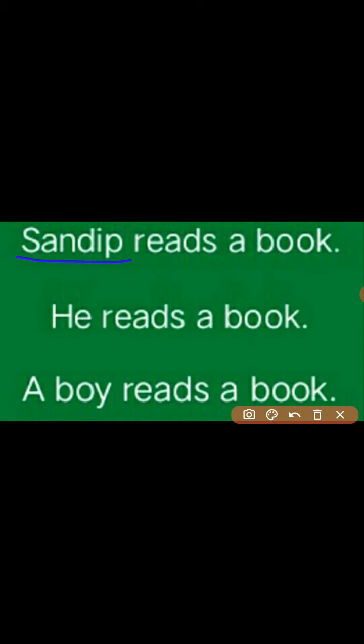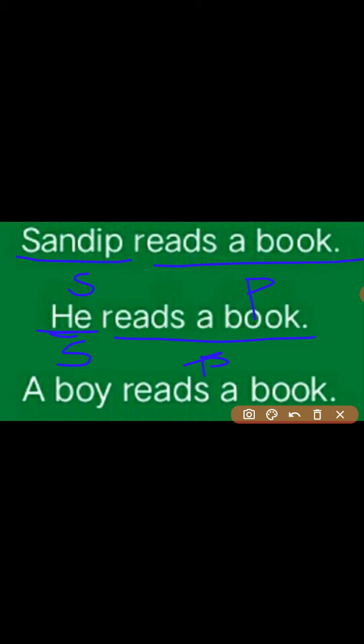telling about a noun, which is a subject. In the next one, it is the word he, that is a pronoun, is the subject, and reads a book is the predicate. Same in the above sentence: Sandeep subject, reads a book, predicate.